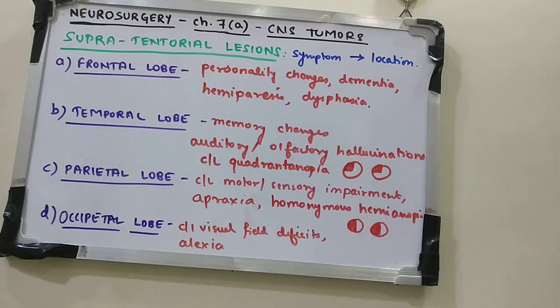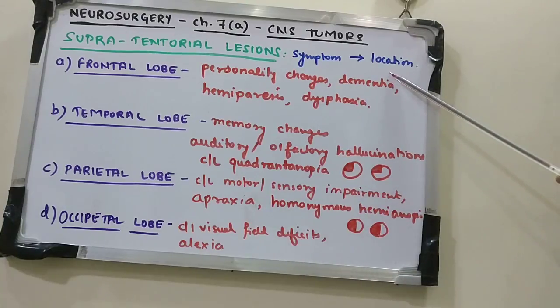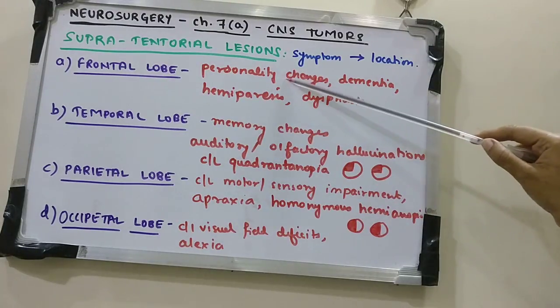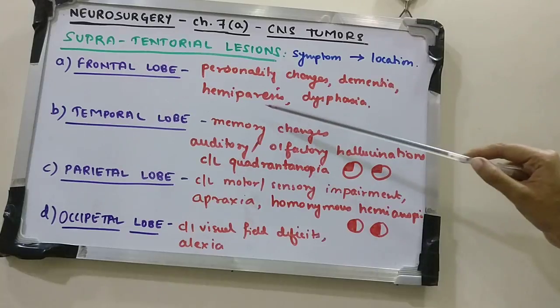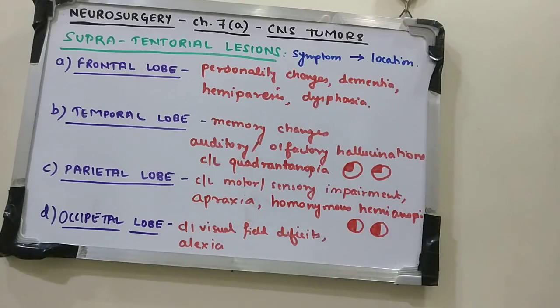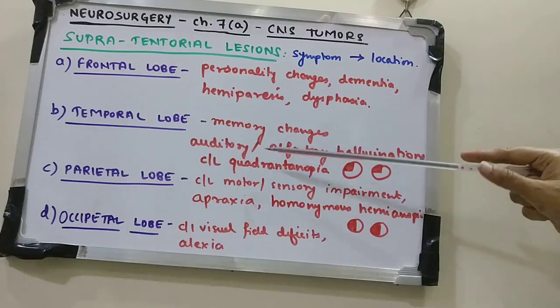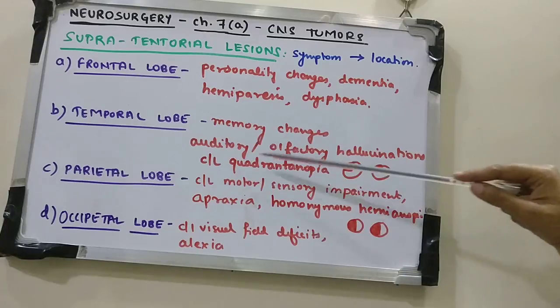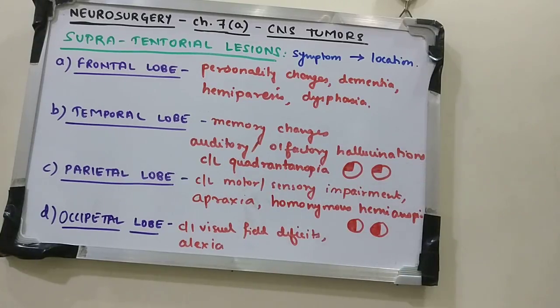The symptoms of supratentorial lesions depend on the location of the tumor. If it is a frontal lobe lesion, it will manifest as personality changes, dementia, hemiparesis, or dysphasia. Dysphasia, not dysphagia, dysphasia. Temporal lobe lesions present with memory changes, auditory or olfactory hallucinations, and contralateral quadrantanopia. That is, you can remember pie in the sky, because the optic radiations pass through the temporal lobe.